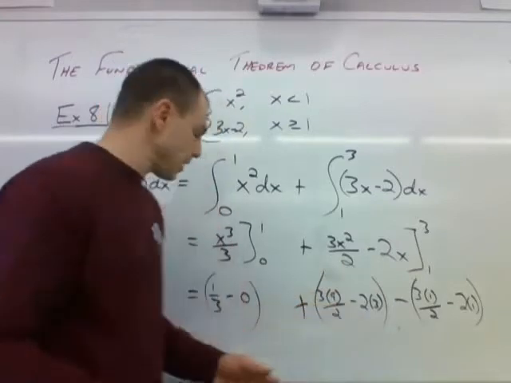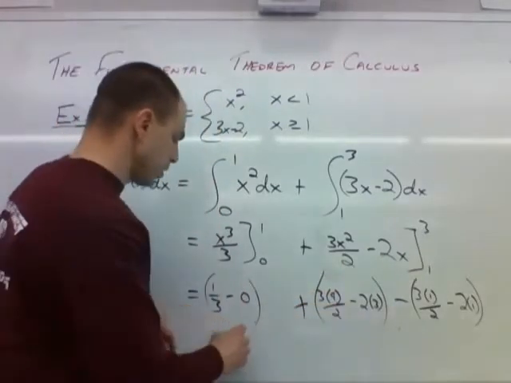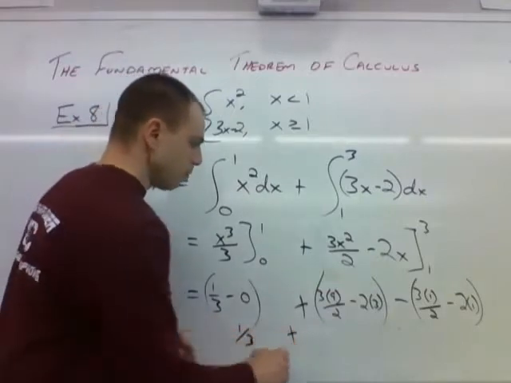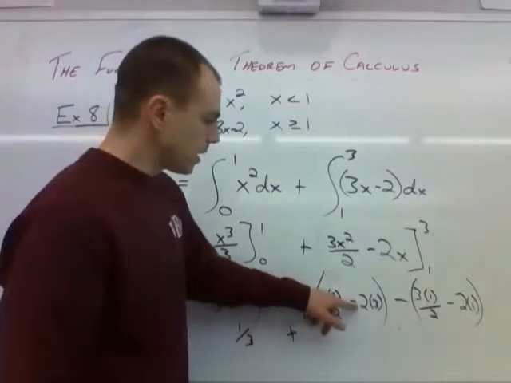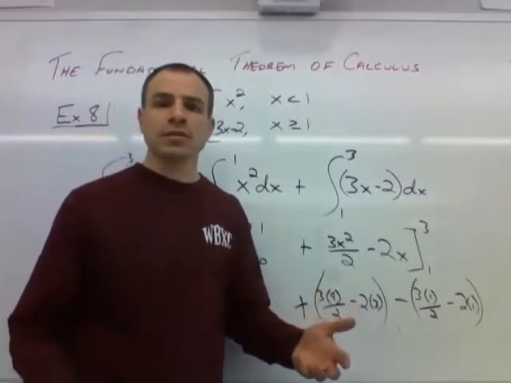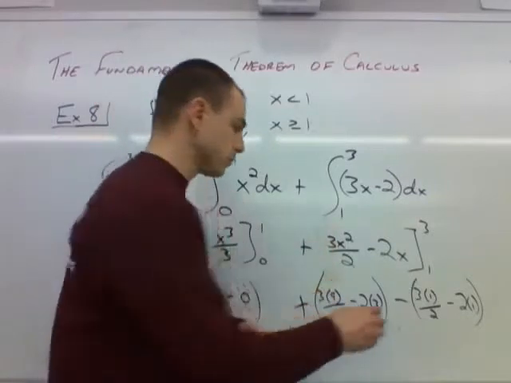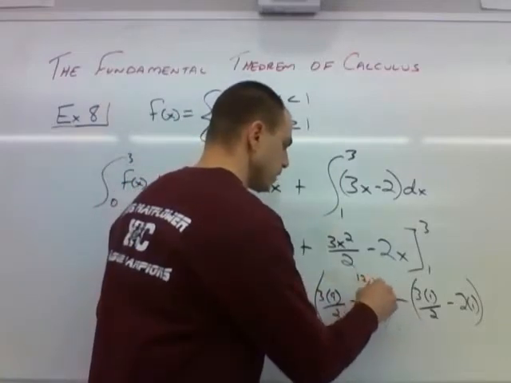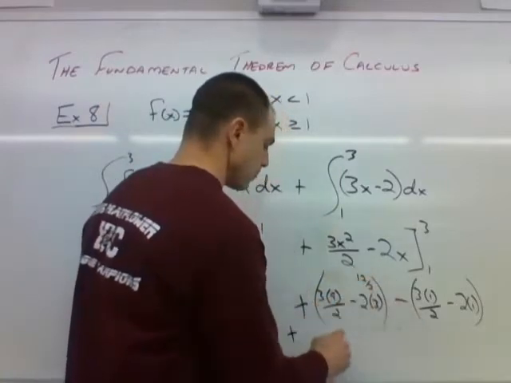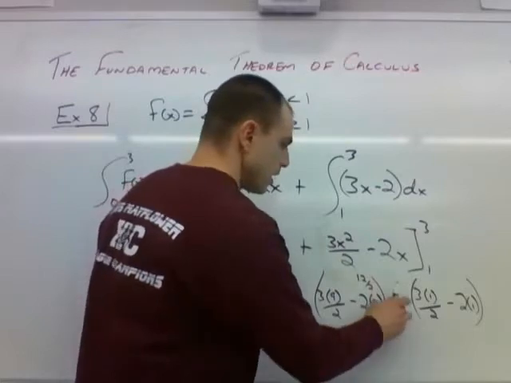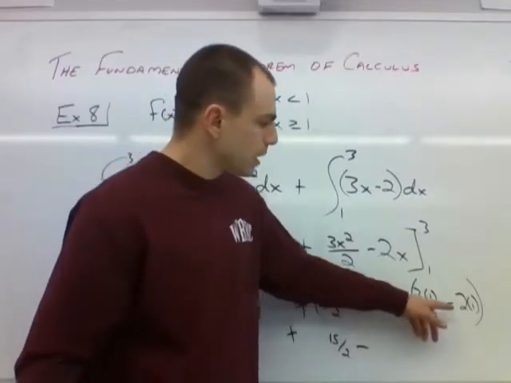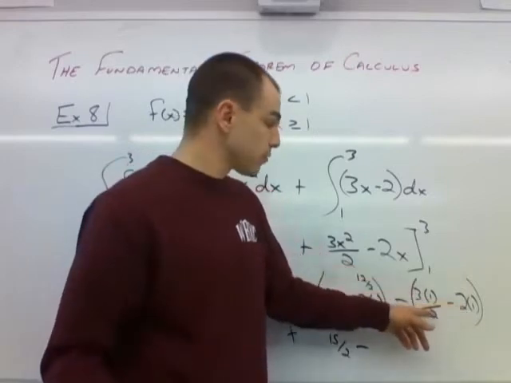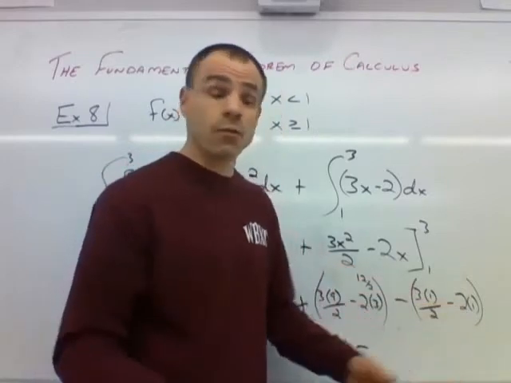So if that were to be the case, we can see here that we have 1/3. And then over here we have 27 over 2 minus 6. Now 6 is 12 over 2, right? So 27 minus 12 gives us 15 over 2. And then we're going to subtract from that 3 over 2 minus 2, and 2 is 4 over 2. So 3 halves minus 4 halves is negative 1 half.